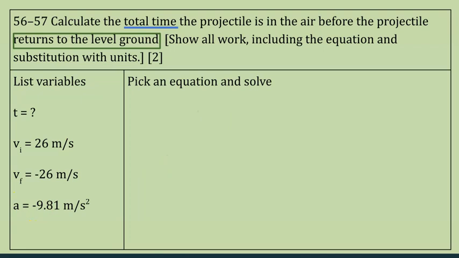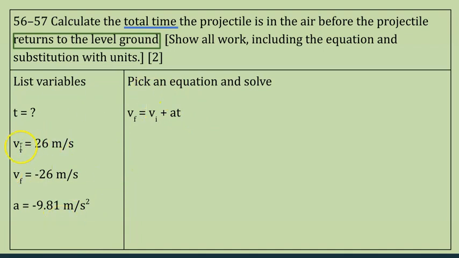I also know my acceleration is negative 9.81 meters per second squared, and that's just because this is a freefall problem. Additionally, I'm working in the vertical direction, so this might change when we get to the horizontal problem. I'm picking an equation and solving, so I picked VF equals VI plus AT. My equation has to have time in it, so that's good, and it should have mostly these other variables. I'm allowed to have extras over here, but if I have something random in this equation that I don't have listed, I'm going to run into a problem.